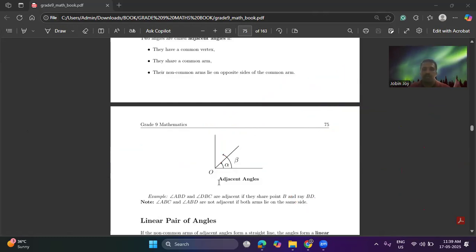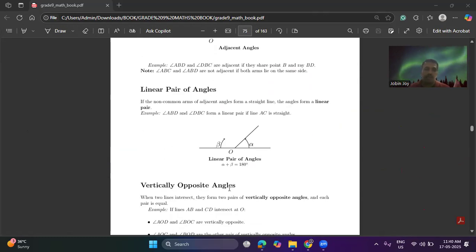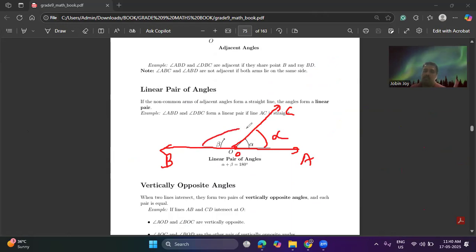Then coming to the next is linear pair of angles. Again, we have the vertex O. This is the arm OA. This is the arm OB. And this is our another arm, say OC. And this angle is alpha. And this angle is beta. Okay. So here I can call these two angles, alpha, beta, as adjacent angles, right?